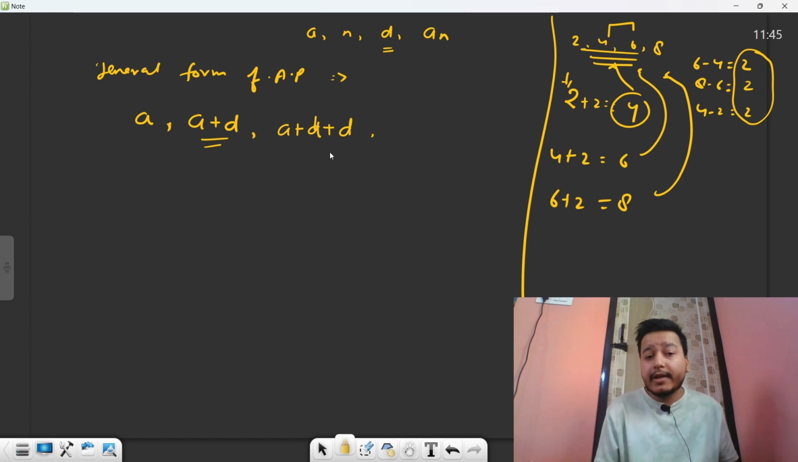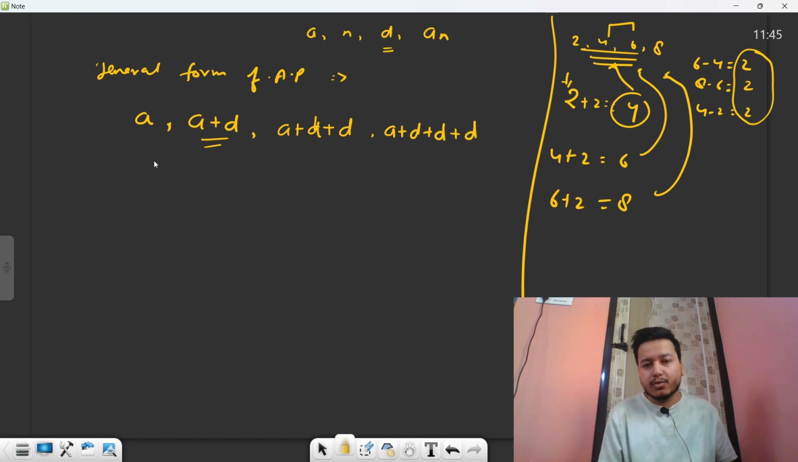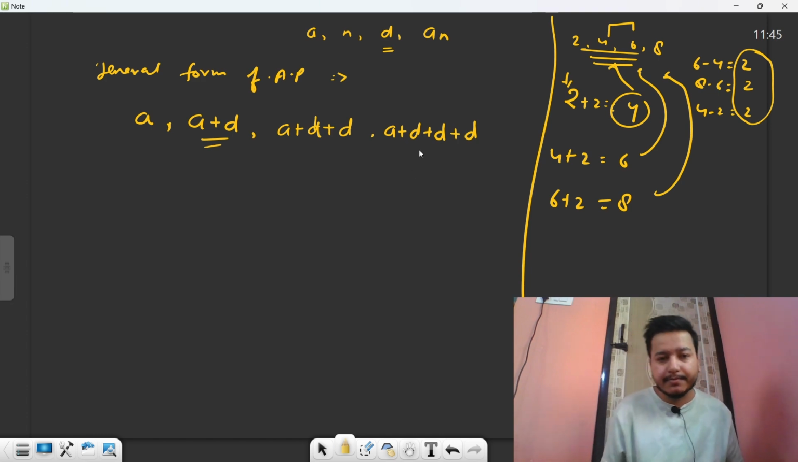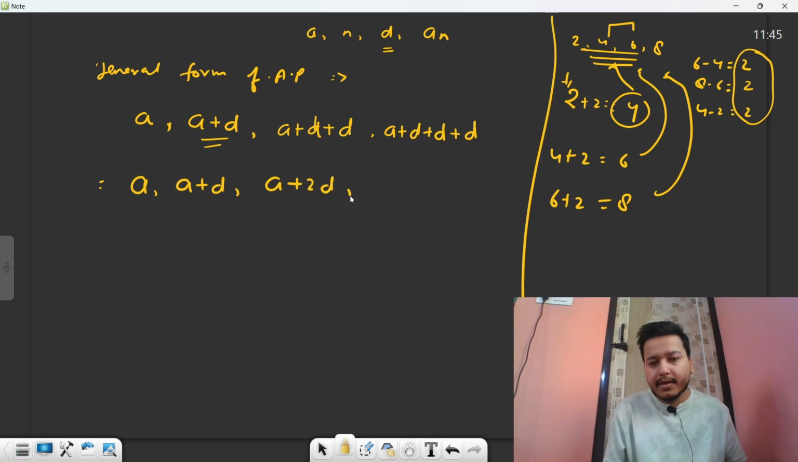Now, how will we find the fourth term? We will add the D to the third term. The third term was A plus 2D, and again we add D. So this is how we find the fourth term. Now, if we solve a little bit, we will get the first term is A, second term is A plus D, third term is A plus 2D, fourth term is A plus 3D.